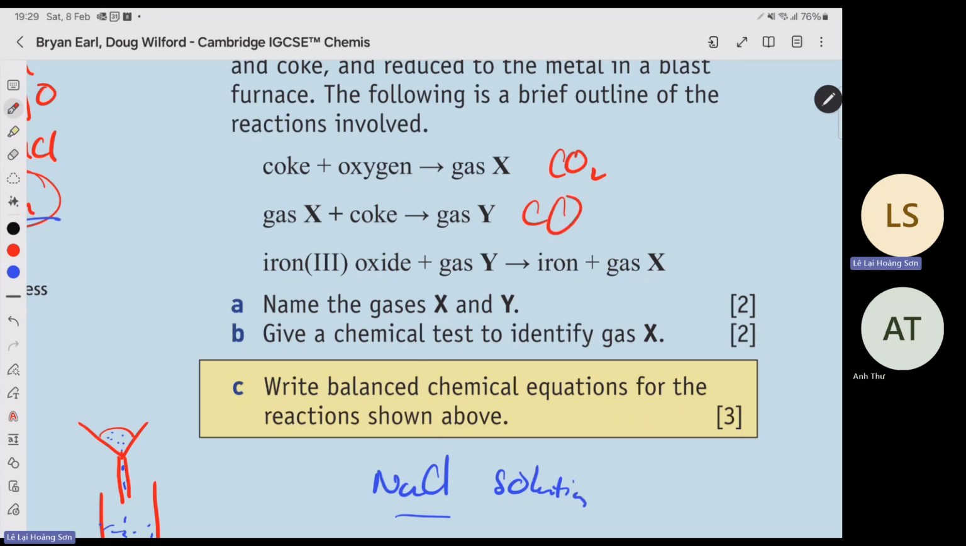Name a chemical reaction to identify gas X. Do you remember how we can confirm X is actually carbon dioxide? A white precipitate. Yeah, that's good, by precipitation of something. What is that?